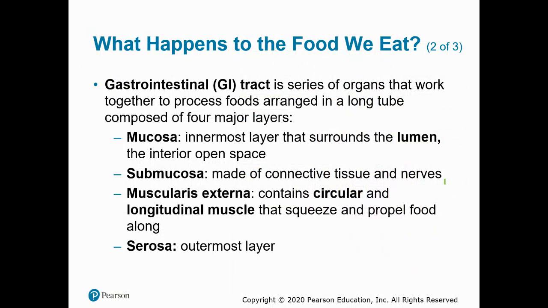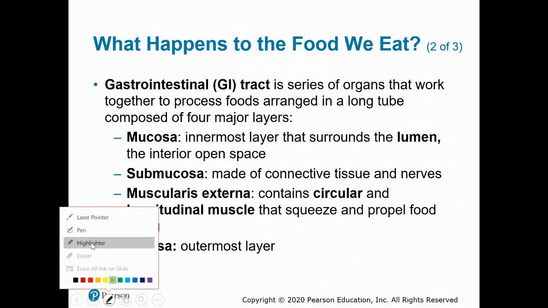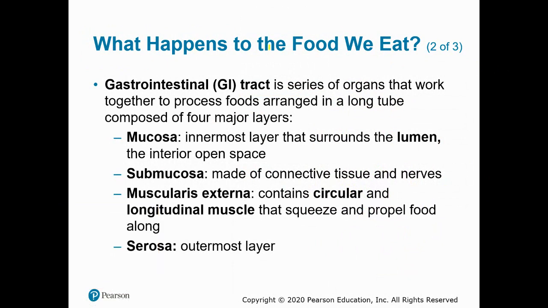Okay, so we will go through all these organs in great detail. So let's talk a little bit about the overall structure of these organs. The GI tract is a series of organs that work together to process the foods, and it's arranged basically in a long tube, right? So you can basically think of the stomach to the small intestine to the large intestine all the way to your rectum as one long tube.